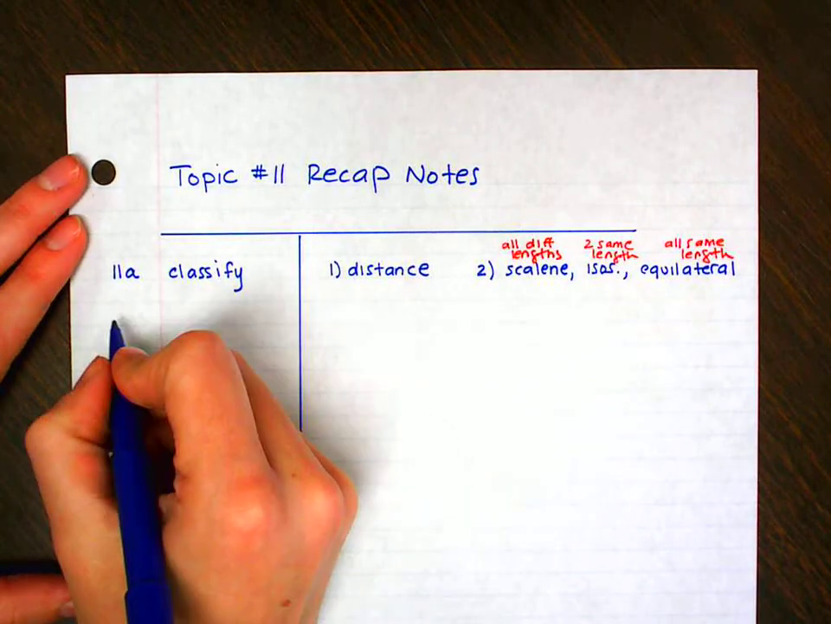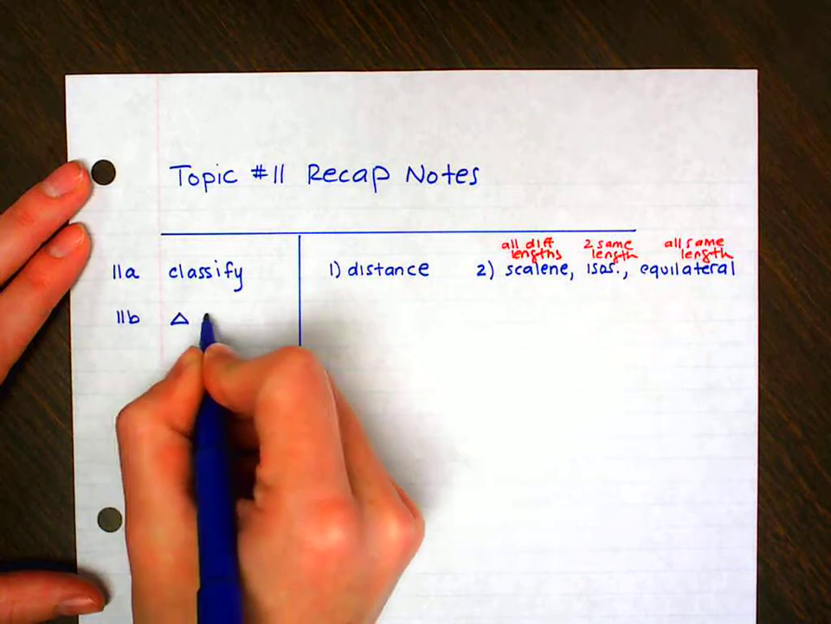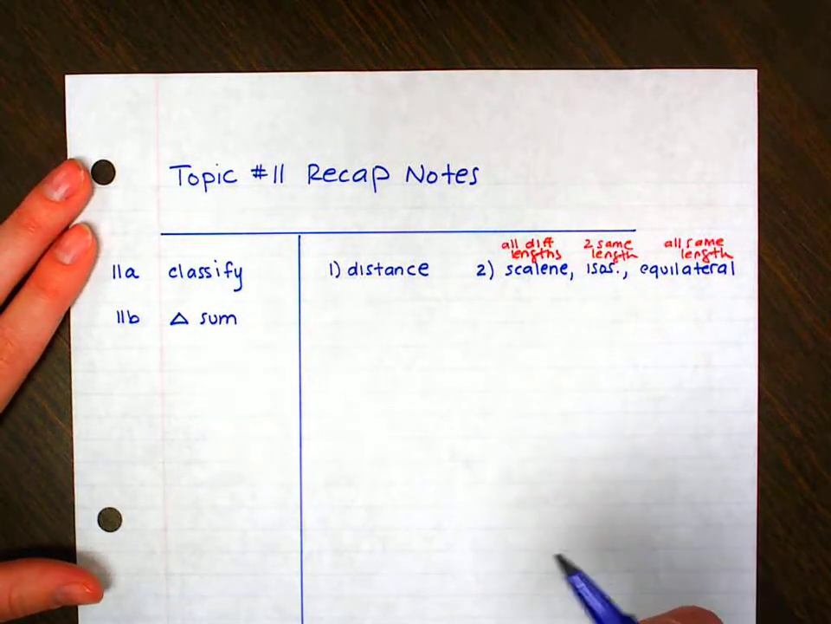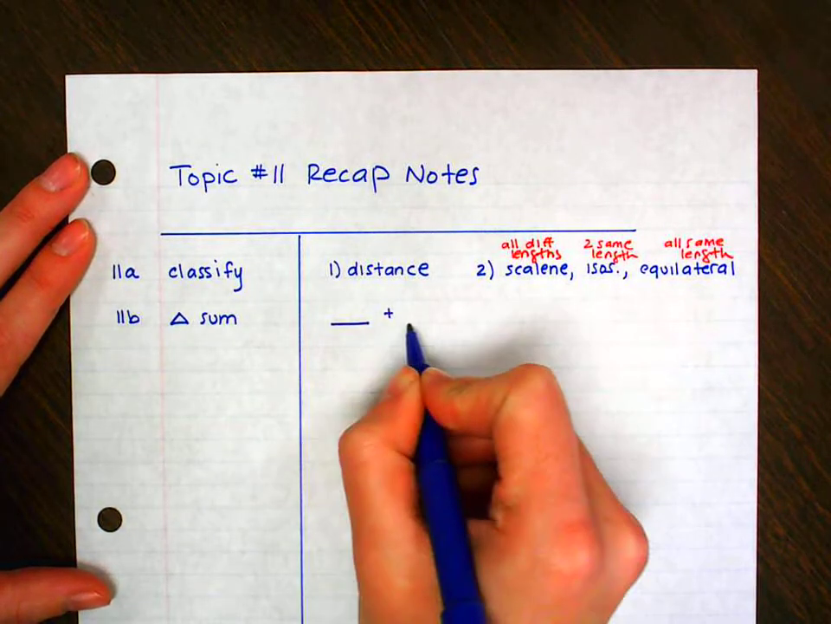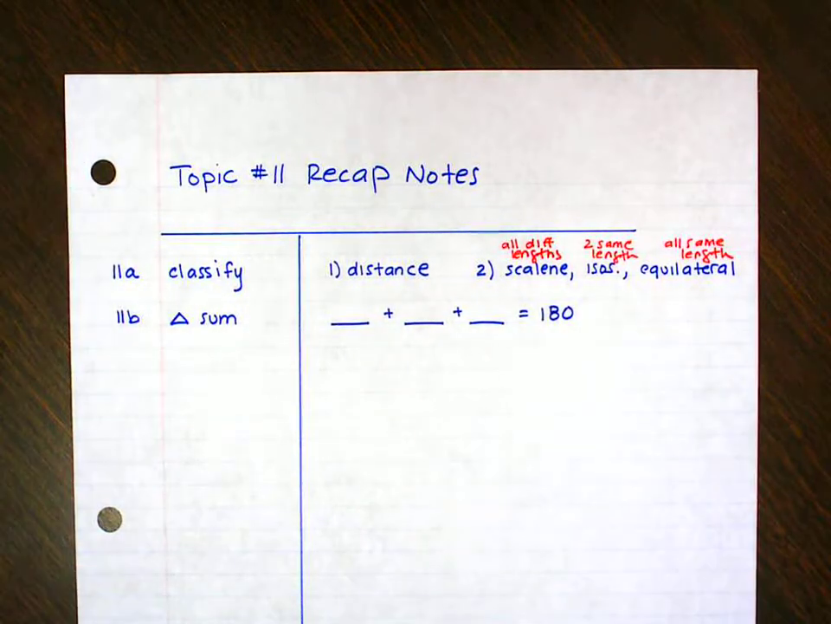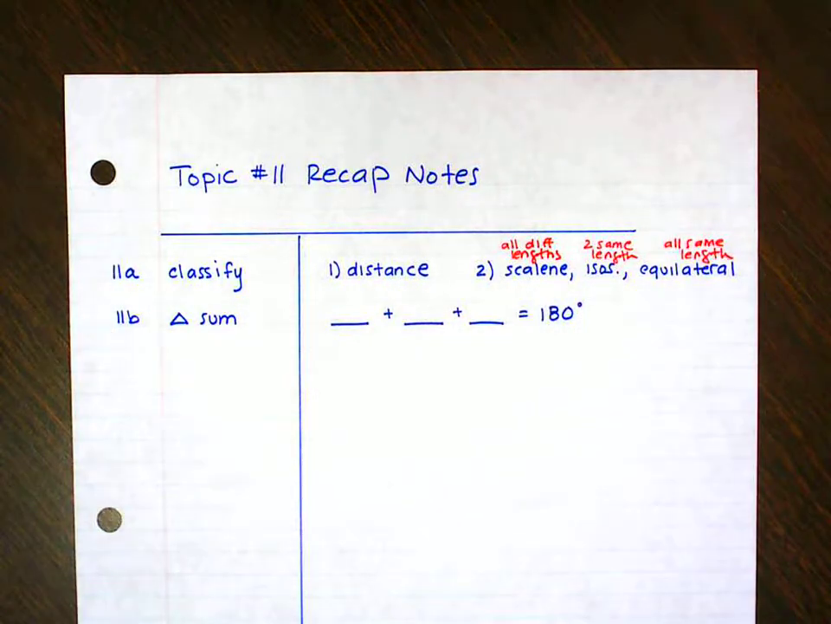11b was the triangle sum theorem. And the triangle sum theorem tells us that all three angles in a triangle add up to 180. And this is the formula that we use. Now, notice it's that all three angles add up to 180 degrees. It's not that the sides add up to 180, it's that the angle measures add up to 180 degrees, so be careful with that.